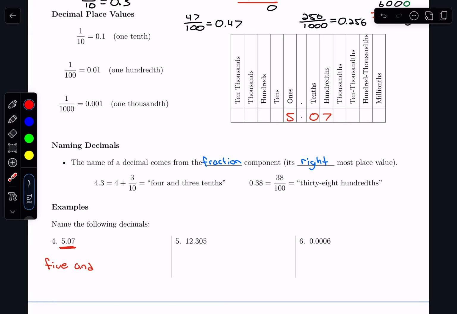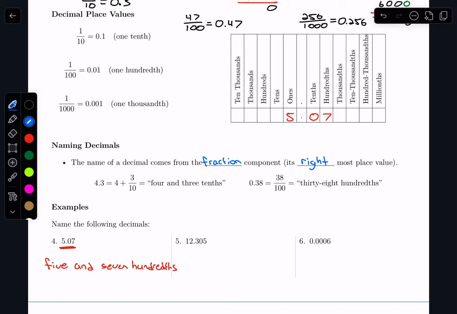0.07. If we look over at the chart, the rightmost place value is the hundredths. So we say the name of these digits, 0.07, is just 7. Okay, the 0 doesn't add any value here. We just call this 7, but then we name this place value. So it's 7 hundredths. So our number is 5 and 7 hundredths. And don't forget the TH on the hundredths.